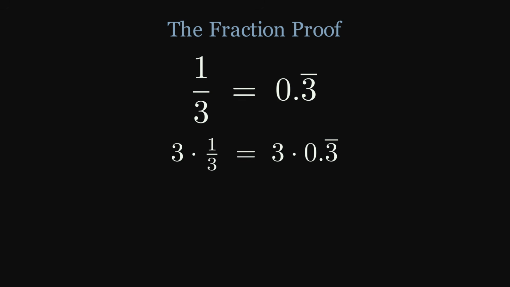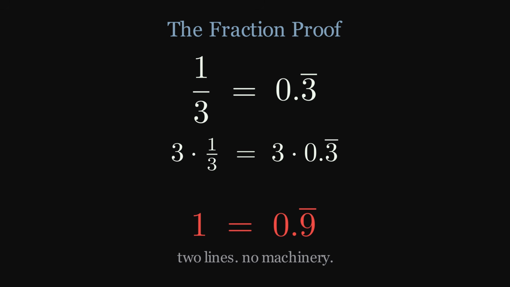On the left, 3 times 1/3 equals 1. On the right, 3 times 0.3 repeating equals 0.9 repeating. So 1 equals 0.9 repeating. The proof is 2 lines long. It uses no machinery. And it is just as valid as the algebraic proof, because it relies on the same hidden fact, that infinite repeating decimals can be added, multiplied, and divided in the way we expect.